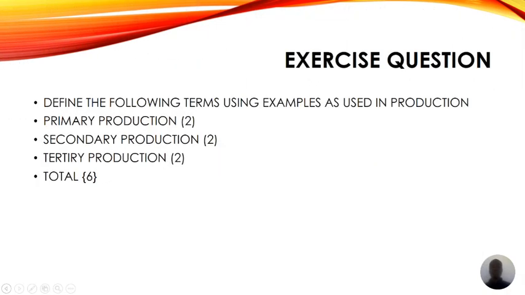So also we have some exercise questions for you. As a student, you should be able to define the following terms using examples: inputs used in production, primary production, secondary production, tertiary production, and you get your 6 marks.